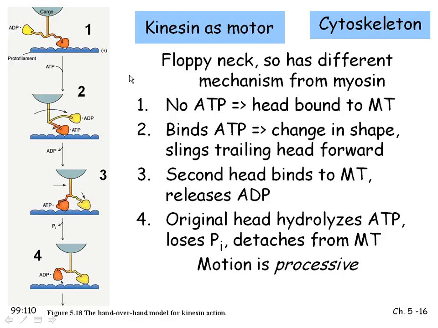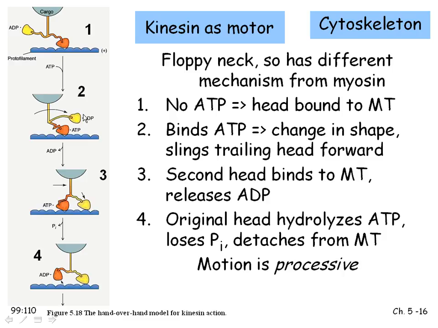Kinesin is a little different from myosin in terms of how it accomplishes that. The myosin had kind of a hinge-like neck. Kinesin is a little more floppy. And so in the case of kinesin, when there's no ATP bound, it can be bound to the microtubule. But if it does bind an ATP molecule, so here's an ATP molecule binding, it can change its shape, and it sort of flings the trailing head forward. So it's kind of twitching or pitching. And you can see here the head that had been behind being pitched forward.